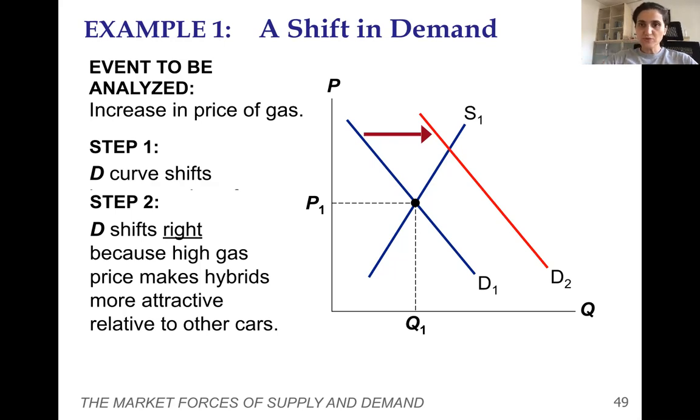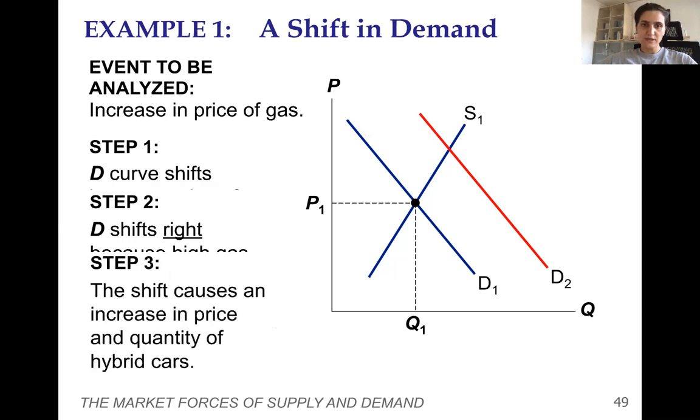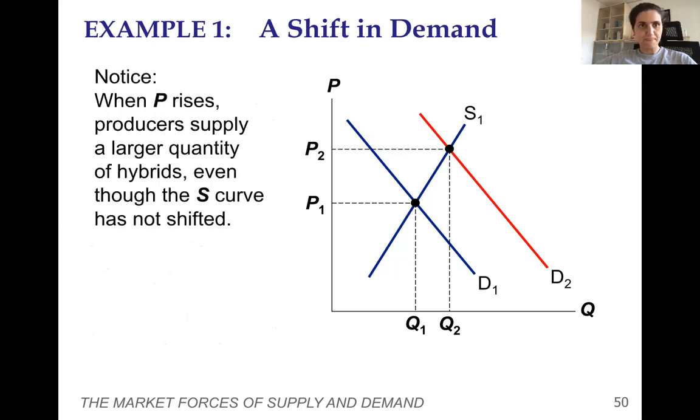Then the new equilibrium point will be the intersection of the supply and D2. This shift causes an increase in the price and quantity of hybrid cars. So the new equilibrium point is P2 and Q2. At that point, there will be an increase in the price and quantity. When P rises, producers supply a larger quantity of hybrids, even though the S curve hasn't shifted.